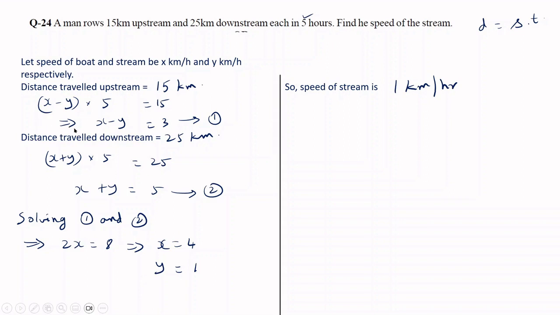Here, writing this carries half mark, then writing the next equation carries half mark, then solving and finding the values of x and y carries half mark and the final answer carries half mark. So, a total of 2 marks for this question.